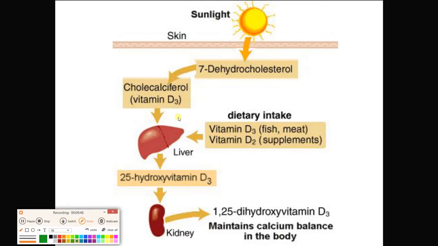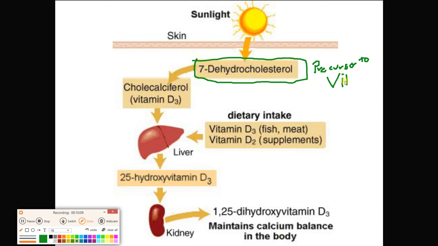Now, I don't want you to memorize the names of things here. What I do want you to know, though, is that in those blood vessels in your dermis, you have this compound, 7-dehydrocholesterol. Don't worry about that name, but know that it is a precursor to active vitamin D.